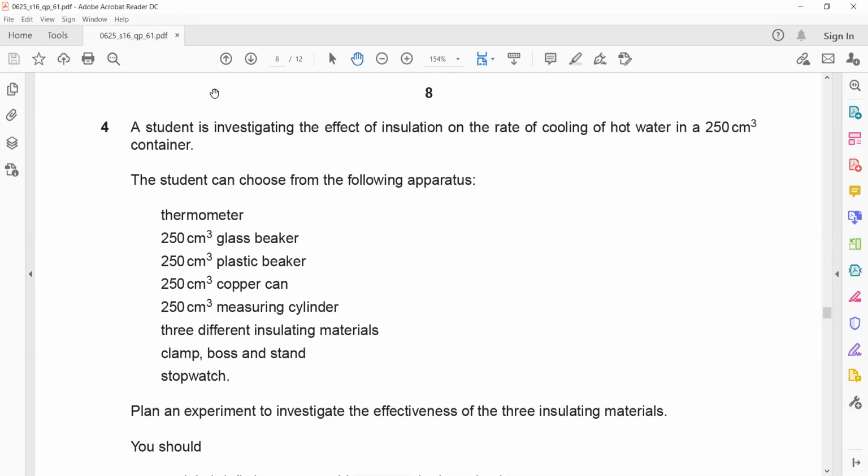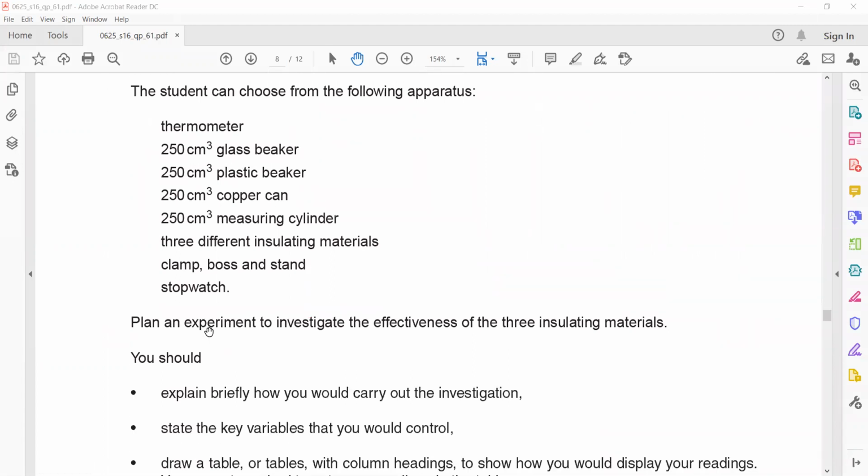So the student can choose from the following apparatus. So these are the things available for the student. What are the things available? A student has a thermometer, a 250 cm³ glass beaker, a 250 cm³ plastic beaker, a copper can, a measuring cylinder, and three different insulating materials. A clamp, boss and stand, in which you can attach a thermometer. A stopwatch is there.